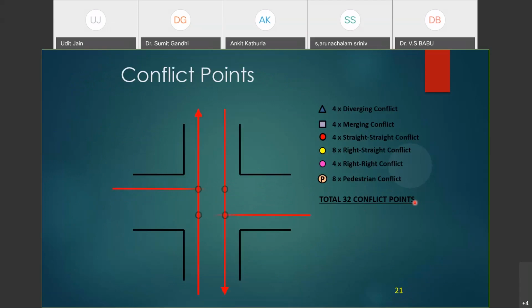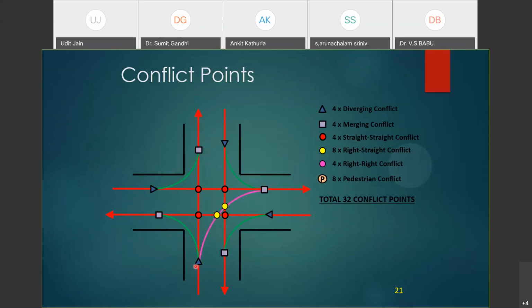First, there are the 4 straight conflict points. So the vehicles that are moving in the straight direction make 4 conflict points. Next, we have the merging and the diverging conflict points. So at all the 4 arms, that makes it 4 and 4, 8 merging and diverging conflict points.